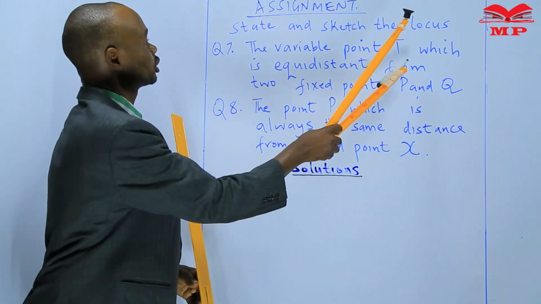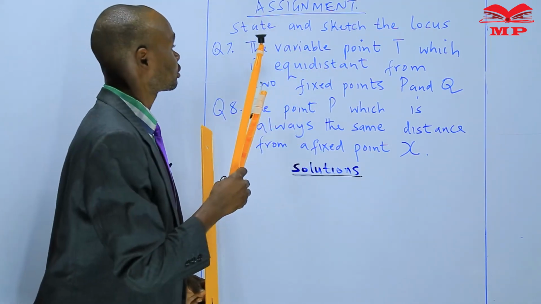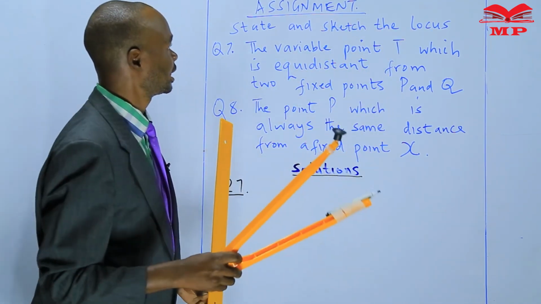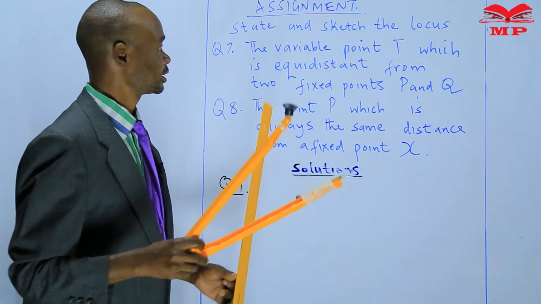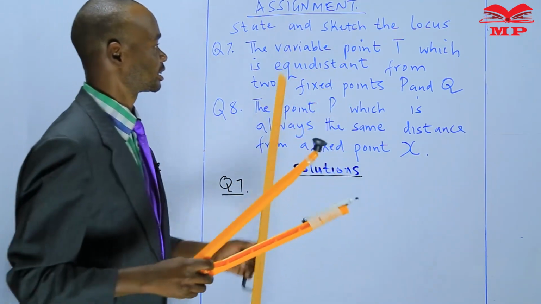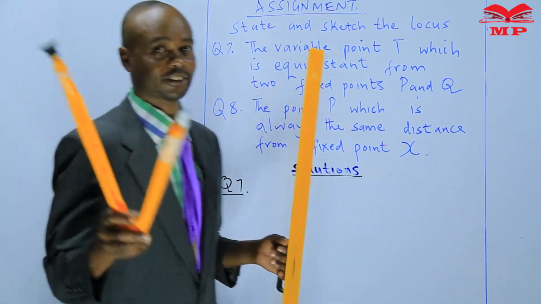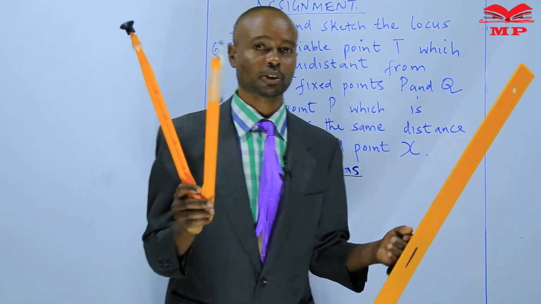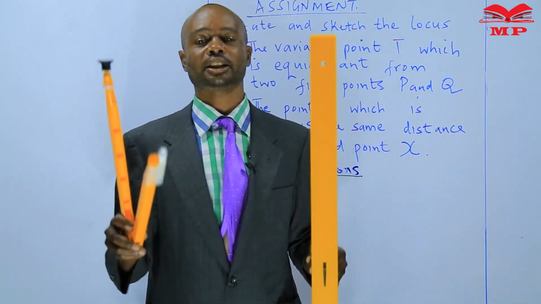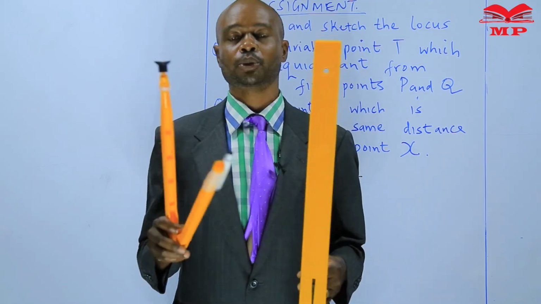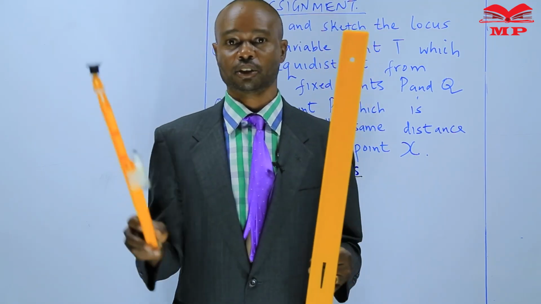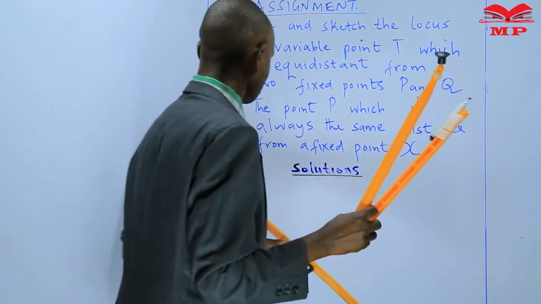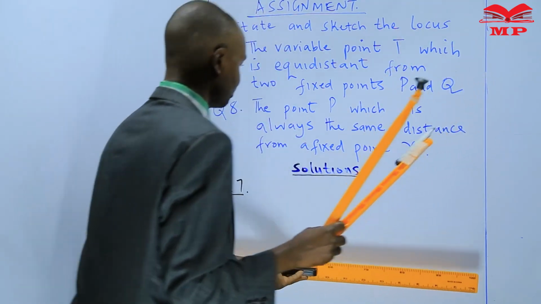The variable point T, which is equidistant from 2 fixed points P and Q. There is a word there, equidistant. That's in fact the law, equidistance. Another simplification of the word equidistant is at equal distances. Equidistance, at equal distance from the 2 points. So I'll go straight to that.